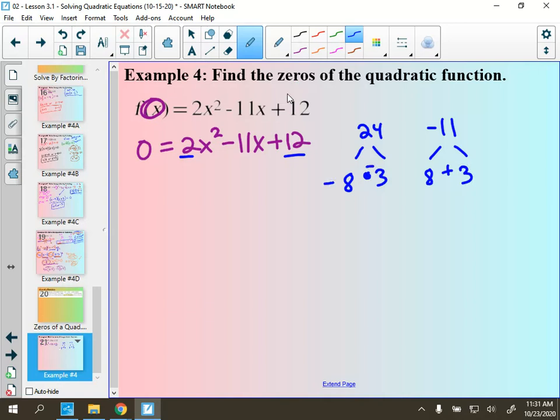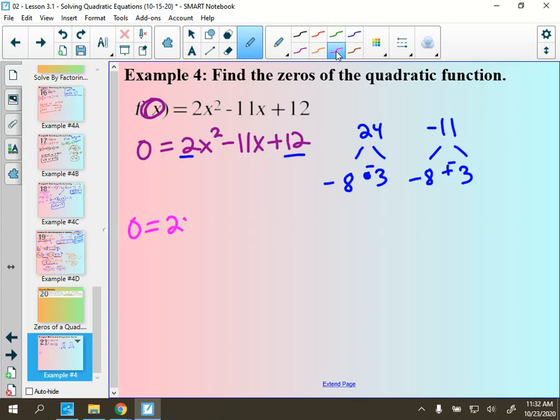What if they're both negative? 8 times negative 3 is absolutely positive 24, and then negative 8 plus negative 3 is definitely negative 11. So yeah, I think I got my combination. Remember, the next step is, we'll just keep this 0 following us the whole time.